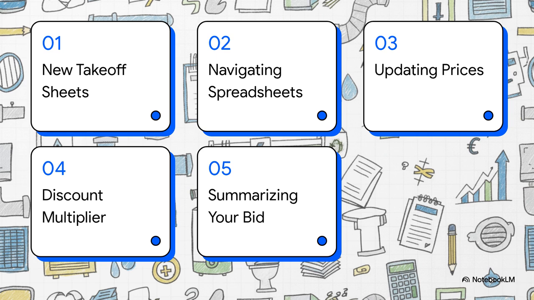Here is a quick look at our agenda. 1. The new takeoff sheets. 2. Navigating the spreadsheets. 3. Updating manufacturer prices. 4. The discount multiplier. And 5. Summarizing your bid.